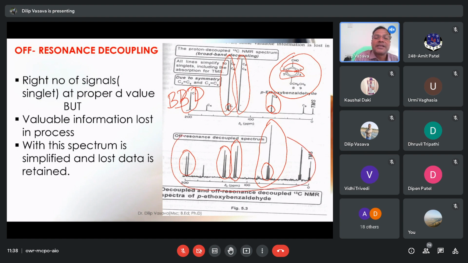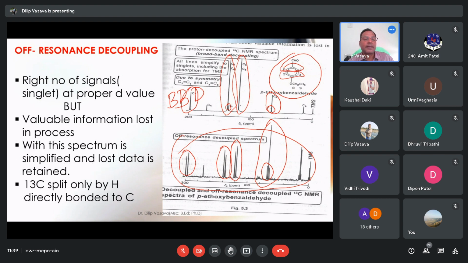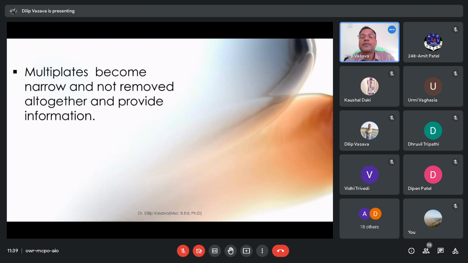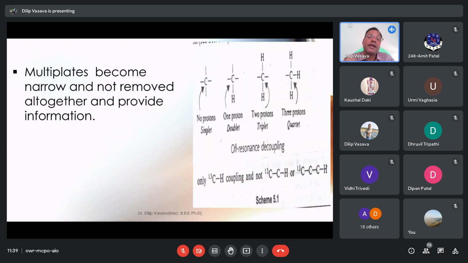So you will get a graph that looks like this. These two methods are there: off resonance decoupling and BBD. In off resonance, the multiplets become narrow and are not removed altogether, and provide the particular information. So if there are no protons, only carbon atoms, it will give you a singlet. If there is only one proton, you will get a doublet for this carbon atom. If two protons are present, it will give you a triplet. Why? Because it follows the n+1 rule.